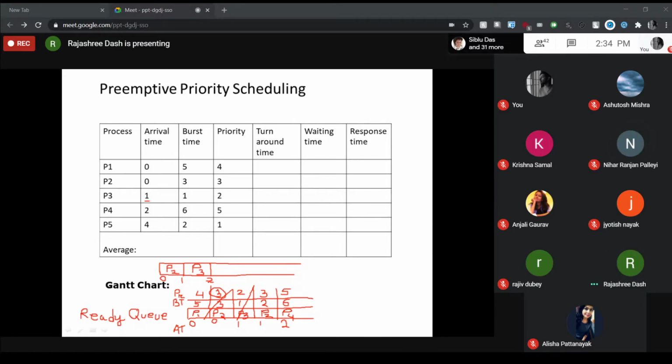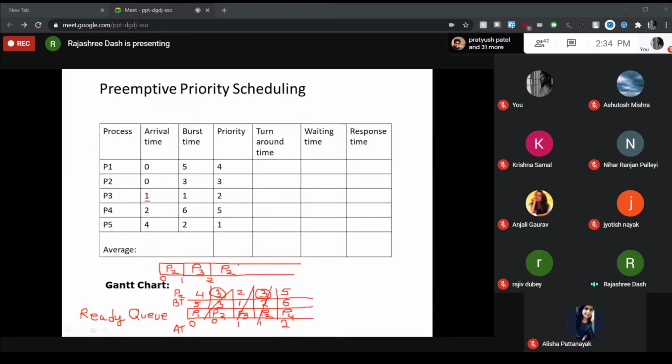P2. Yes, ma'am, because P2. Comparing the priority numbers of P1, P2, P4, you find that P2 has the highest priority. So now P2 once again is allocated to the CPU at time 2. After P3 has completed, once again P2 is allocated.